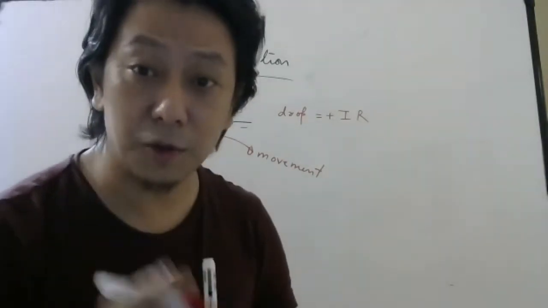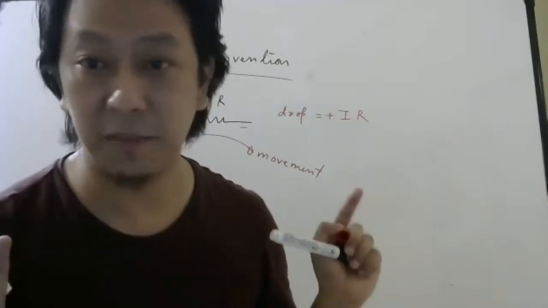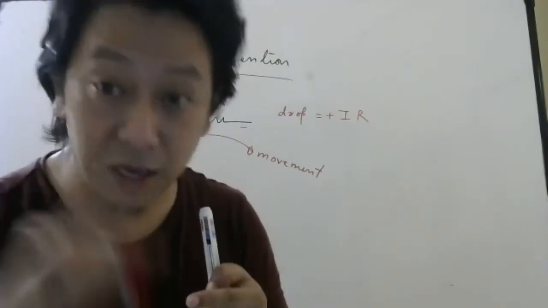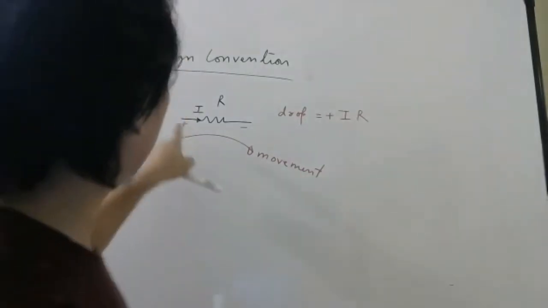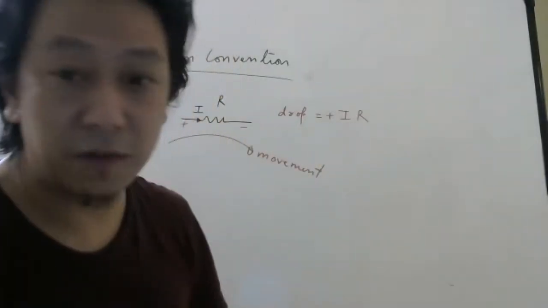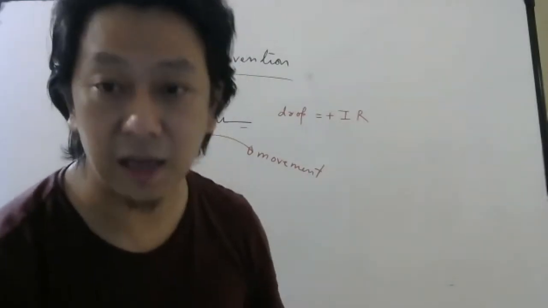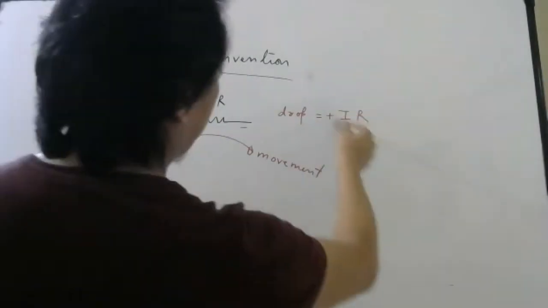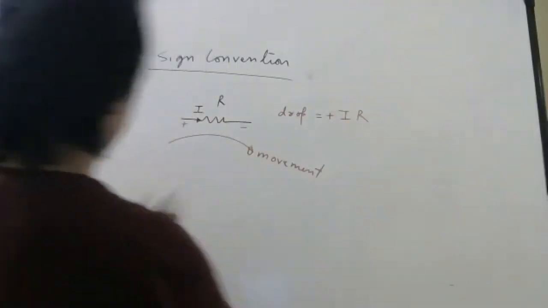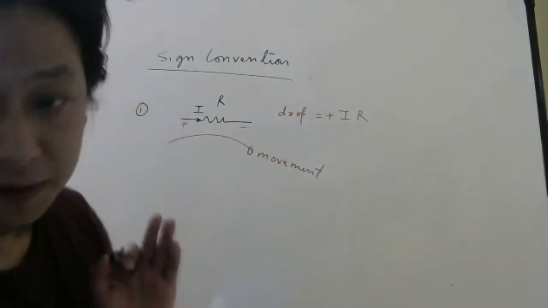If you want to take drop negative, you can take. It doesn't matter. But if you take drop negative, rise you have to take positive. So what usually I do, I take drop positive. Whenever there is a drop in the potential, I take the difference positive. So this is the potential difference. Sign is positive. This is one situation that may happen.